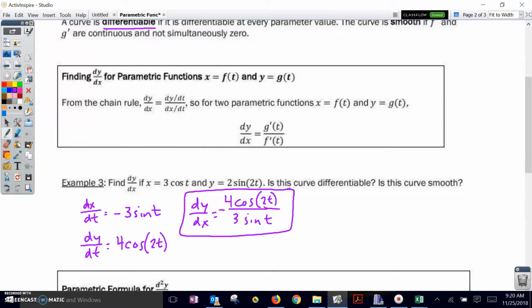Is this curve differentiable? Well, both curves were differentiable for all values of t. So, yes, this curve is differentiable. Is this curve smooth? Are these two curves individually continuous? Yes, and yes. Is there any value of t for which they're both equal to 0? is the next question. How about t equals pi over 2?